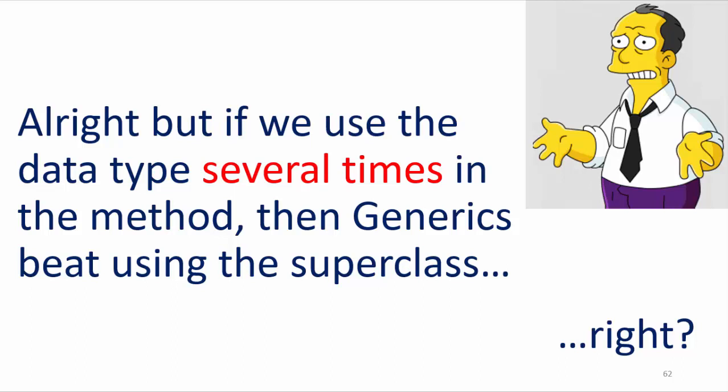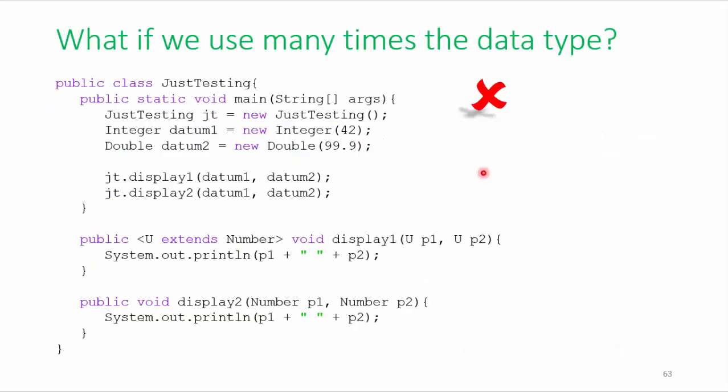Let's go with an example where we have a method that has several parameters. When we use a bounded type parameter, we're going to say that this type parameter has to be the same for the first method parameter and the second method parameter. Let's take a look at an example. So what we have here is our class justTesting. Nothing changed there. We have display1. Display1 now is taking two parameters, p1, p2. We just display them again, nothing fancy in the code itself.